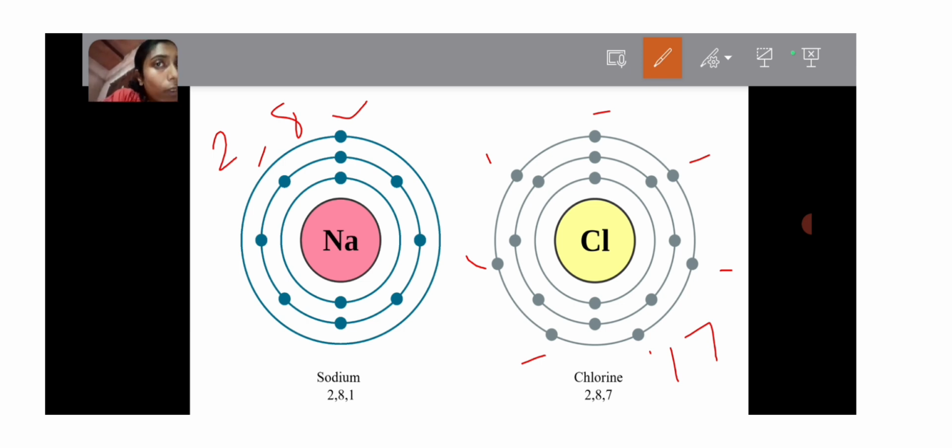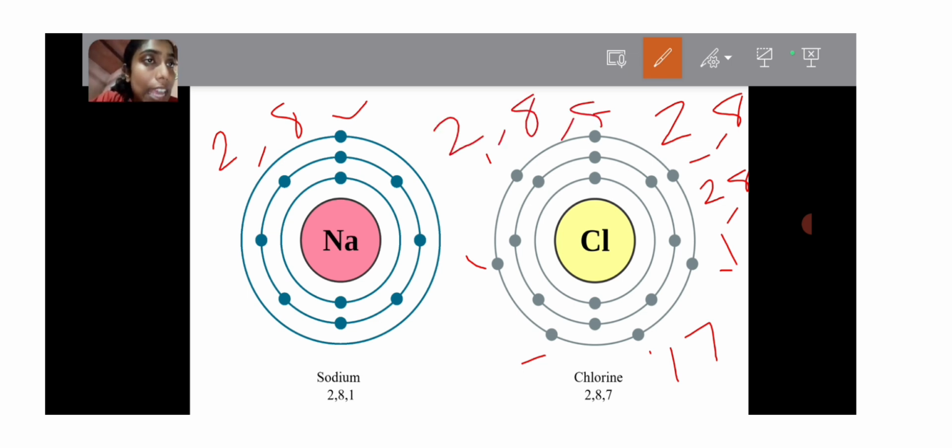In case of chlorine, also, chlorine has 7 electrons in its outermost shell, so in order to attain stability, either chlorine has to lose 7 electrons so that it can become the configuration of 2 8, or it has to gain 1 electron in order to attain the configuration 2 8 8. So it is clearly understandable that for chlorine it is easier to gain 1 electron, and for sodium it is easier to lose 1 electron so that it can become a configuration of 2 8.